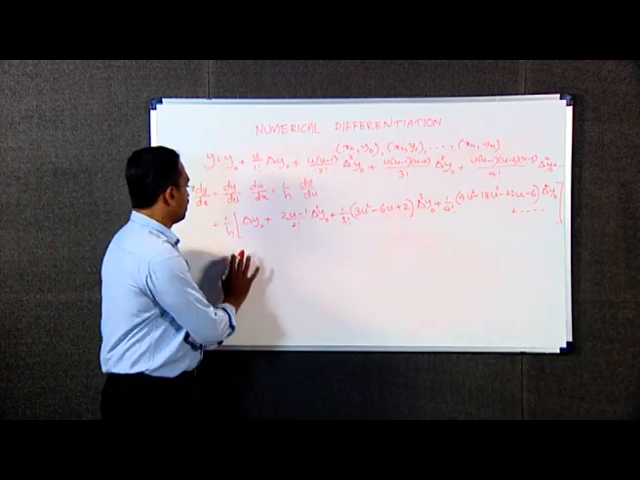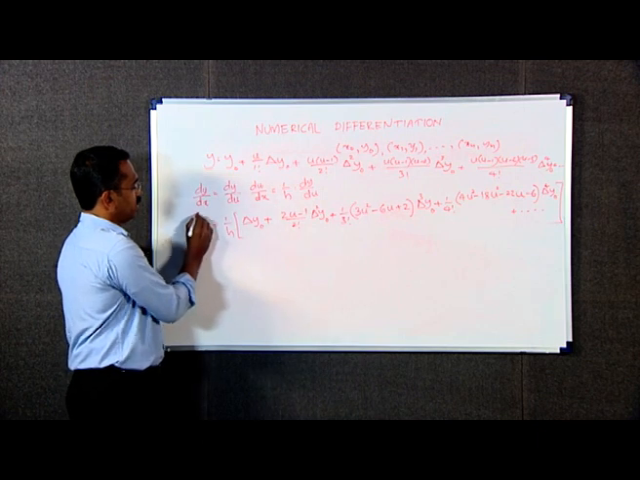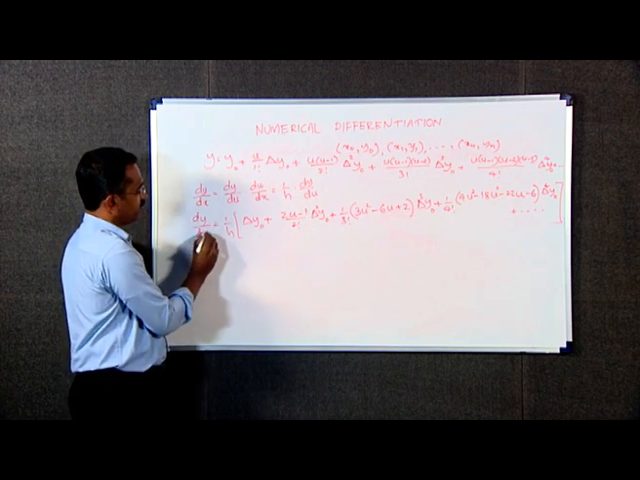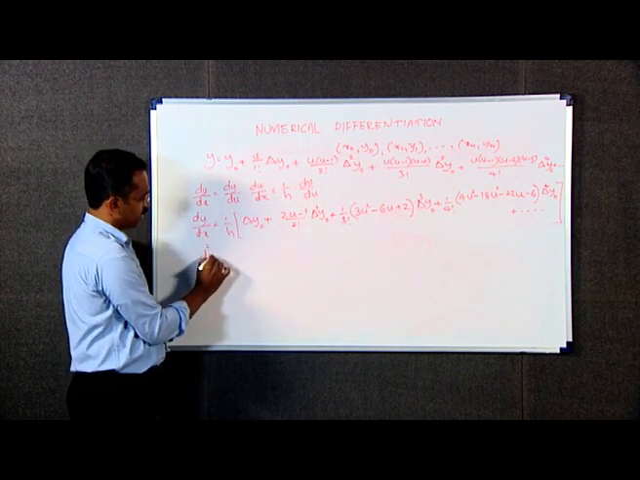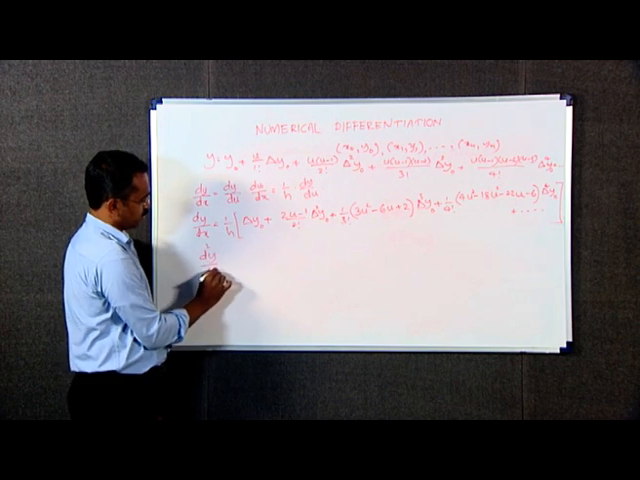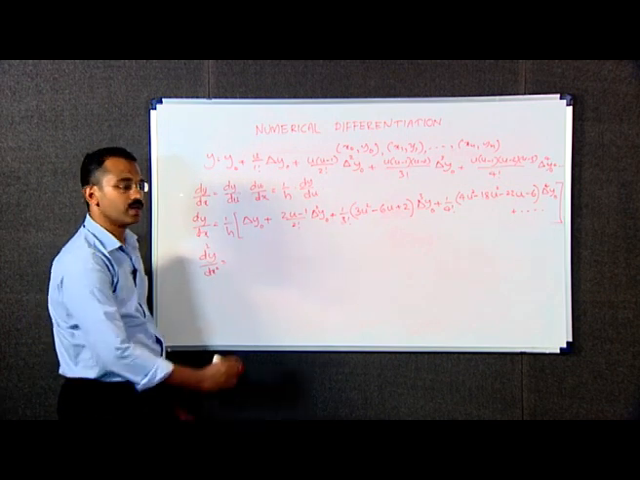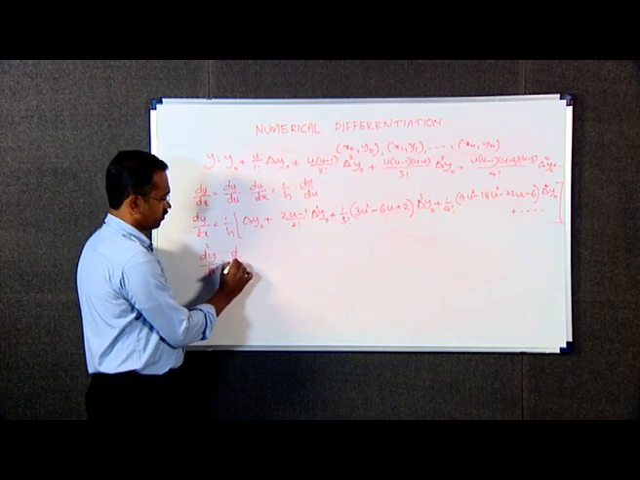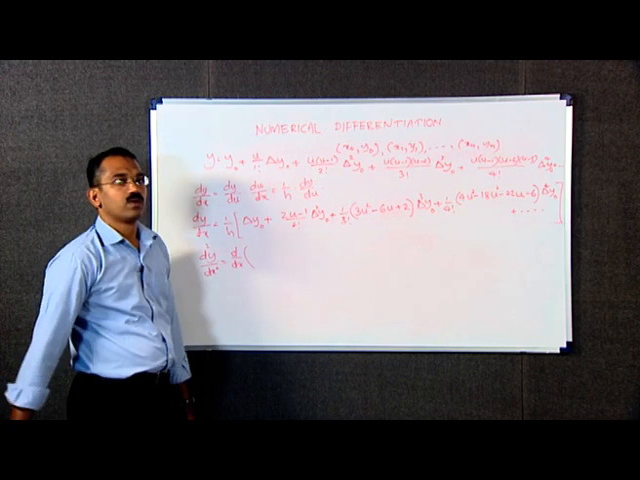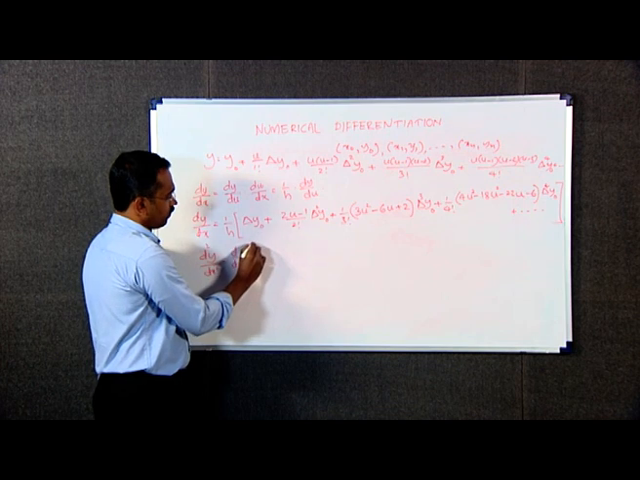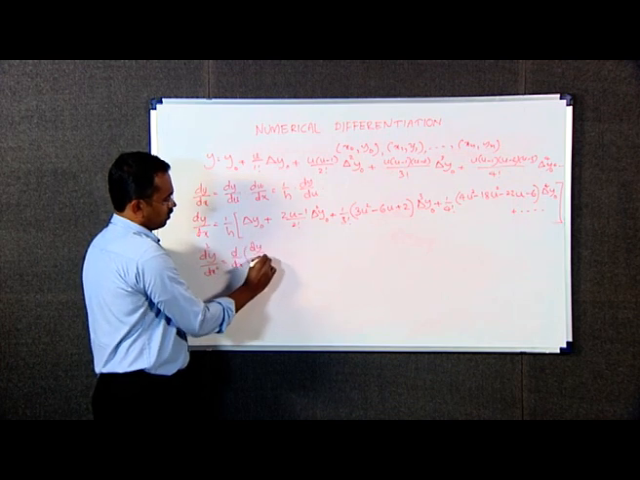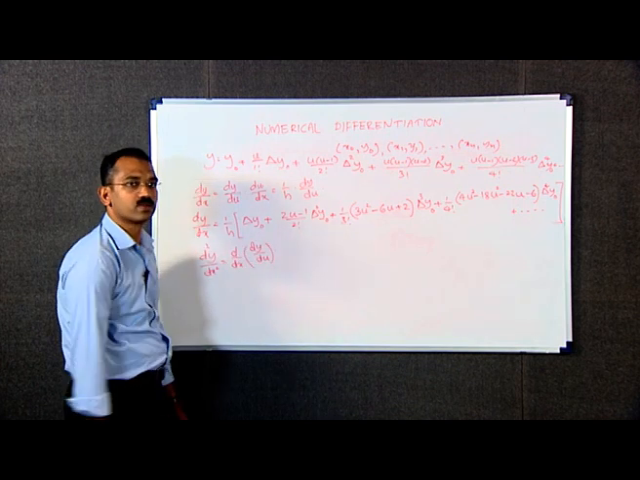Now, we differentiate this once again. We get d square y by dx square, the second derivative of y with respect to x, which is equal to d by dx of dy by du into du by dx.